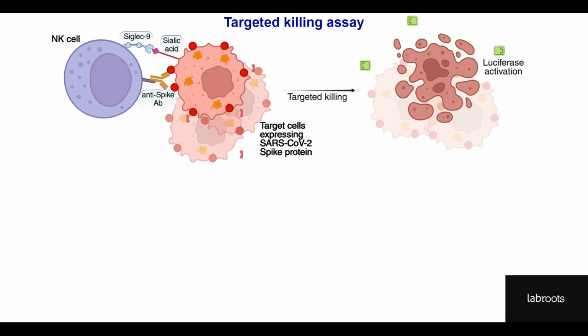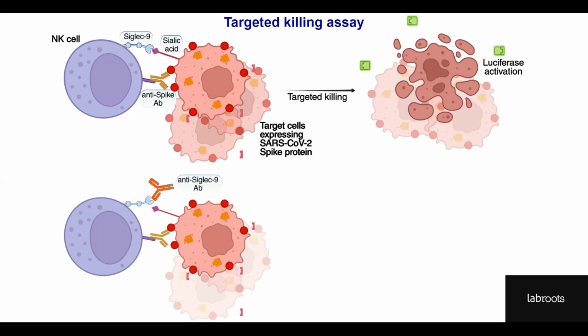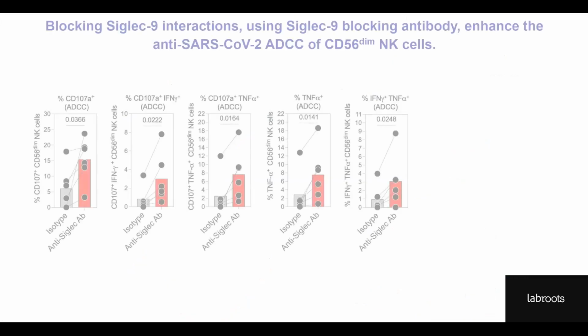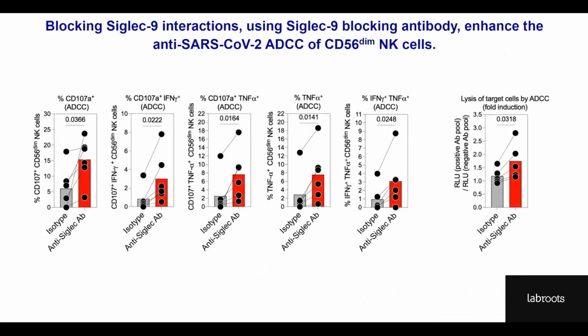and we can measure the cell lysis by luciferase activation. When we do that without Siglec-9 blocking antibody, we see some level of killing. But the hypothesis is that if we block Siglec-9 using the blocking antibody, we can lead to higher cell lysis, which we can measure by luciferase. So we examined if that is true, and the answer is absolutely, this is true. When we use an anti-Siglec-9 blocking antibody, we can enhance the lysis of the SARS-CoV-2 specific target cells by ADCC.